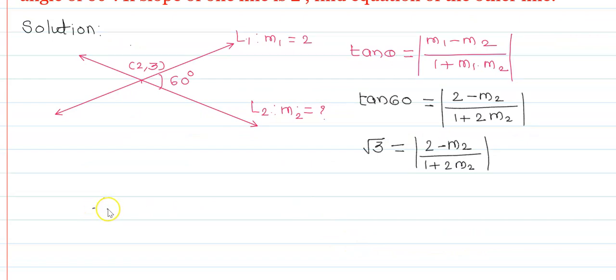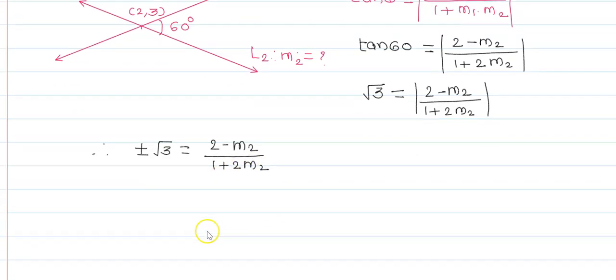Okay, now we will evaluate this. Therefore plus or minus root 3 is equal to 2 minus m2 upon 1 plus 2m2. Now we will evaluate this.